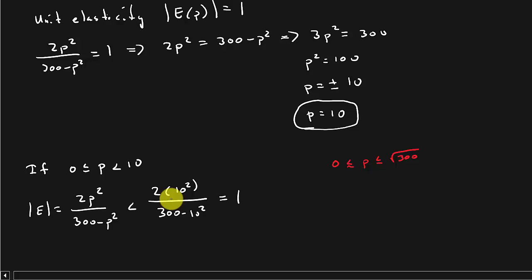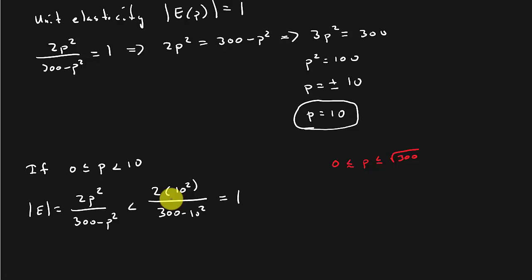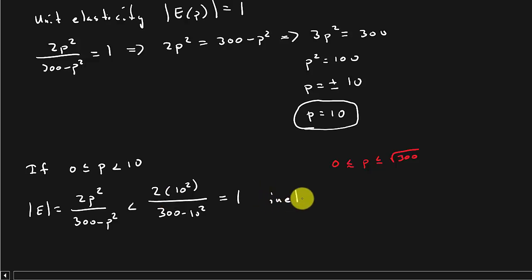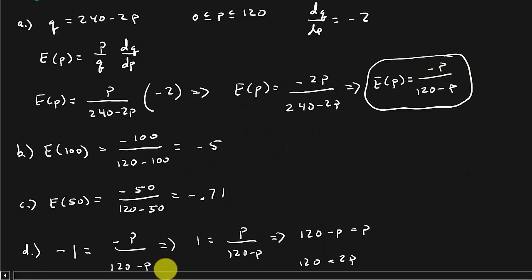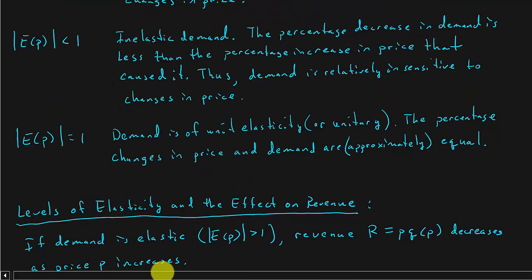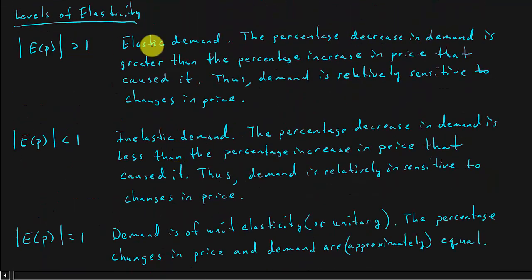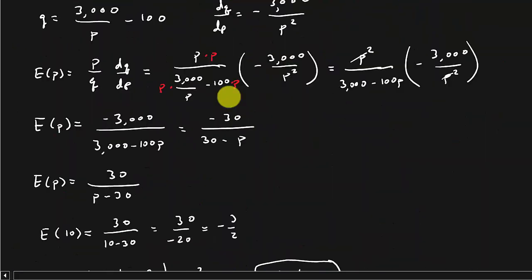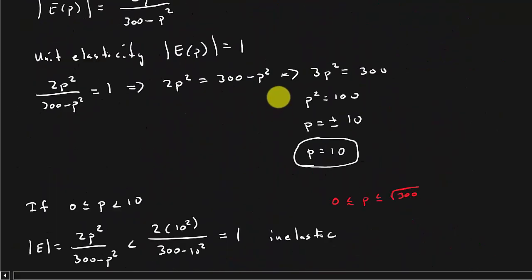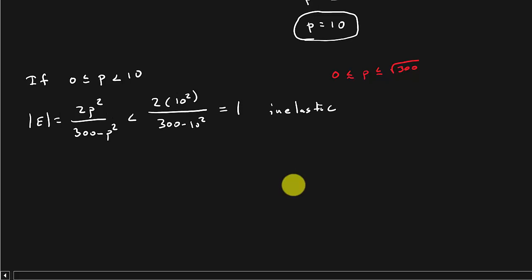And what happens if the absolute value of E is less than 1? That means it's inelastic. Okay, so that's from 0 to 10. So remember, when the absolute value of E is less than 1, it's inelastic. And when it's greater than 1, it's elastic. All right, so let's look at this.